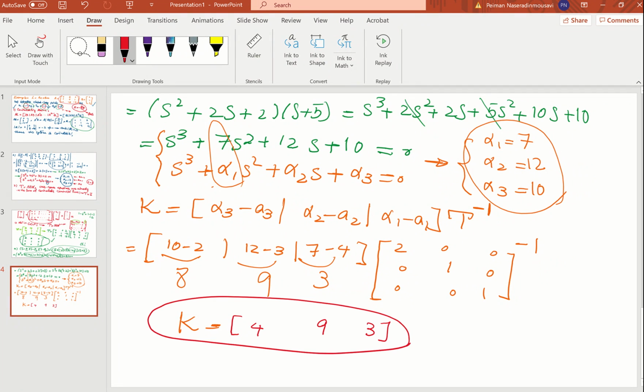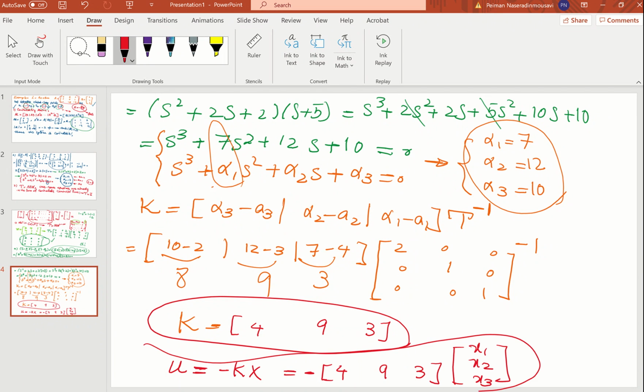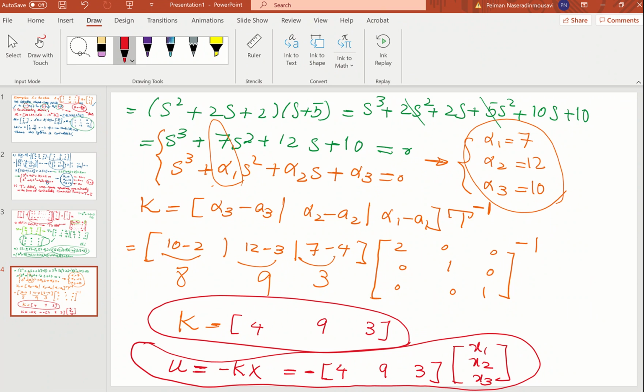Bingo! You just designed a state feedback controller, where u is minus Kx. Or if I write it in MATLAB code, as you will see now, your u is minus 4, 9, 3 times x, because you have 3 state variables. You have a third order system. Here we go. This is your input to the system. Why? Because to return it to the origin.